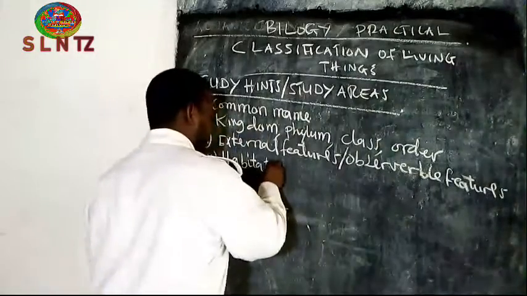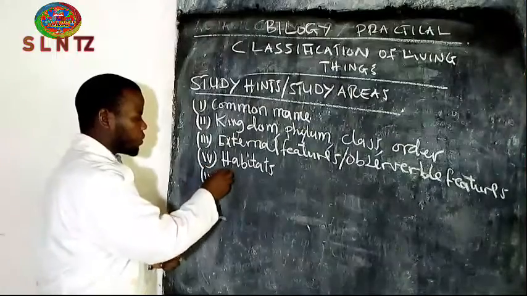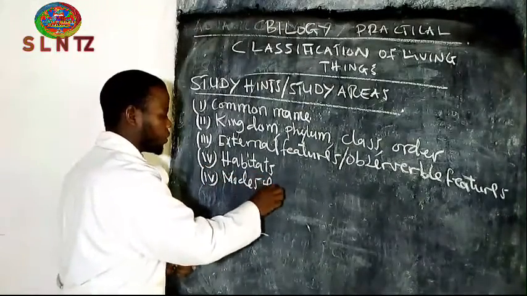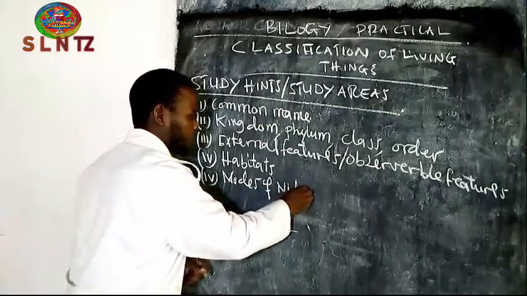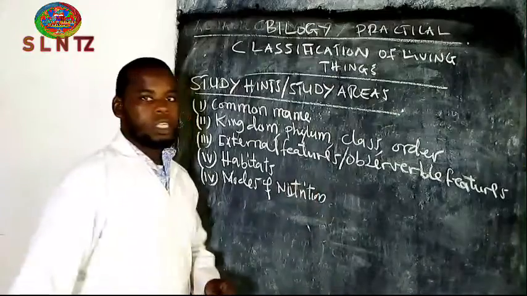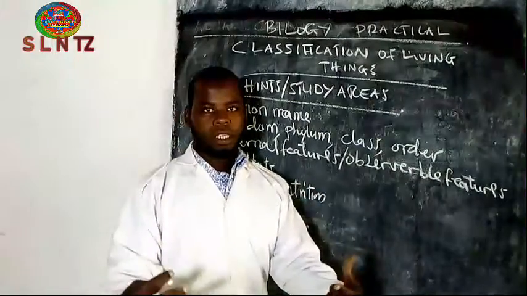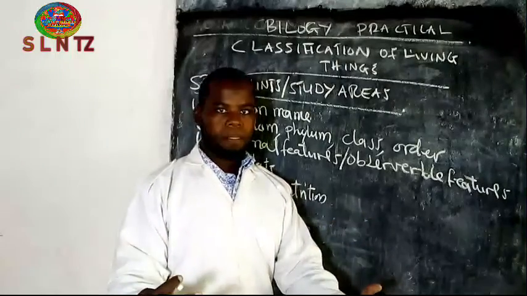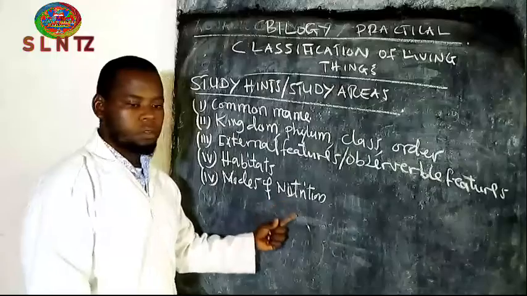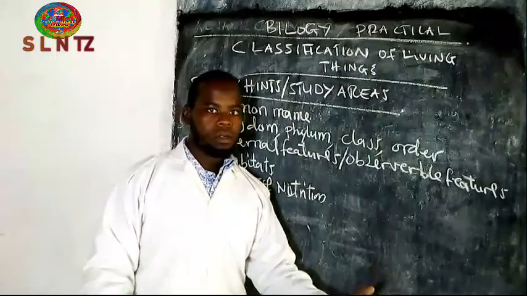Apart from habitats, you have to consider also the modes of nutrition. Modes of nutrition of organisms: how organisms get their nutrients, how they feed. That is the area you have to understand. Mode of nutrition. We have heterotrophic, we have autotrophic.